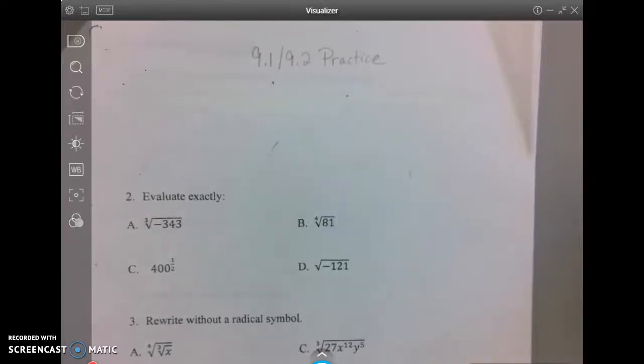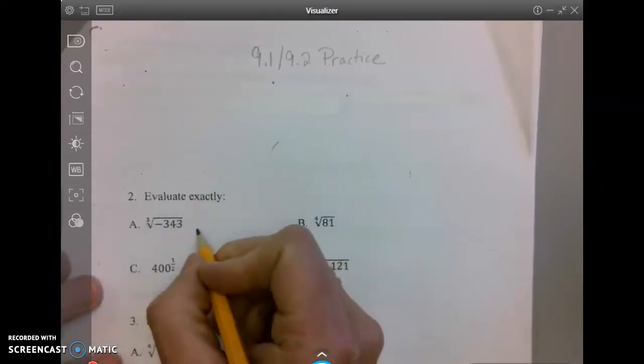So we are going to do this first practice worksheet, and again I'm going to do this without a calculator because it's going to help me learn the concepts better. So let's see, the cube root of negative 343. I know that the answer has to be negative.